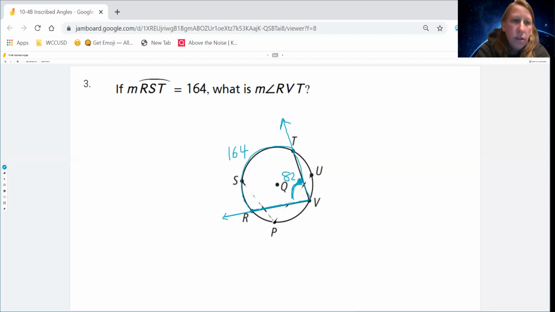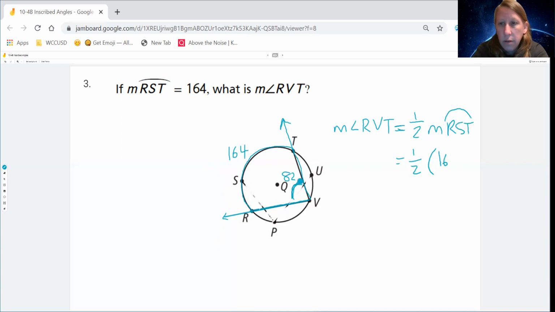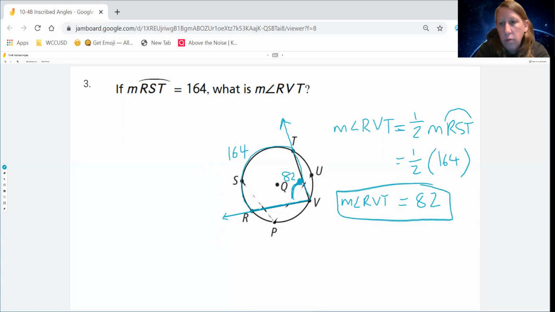If you want to show work, you could do it this way. For the final, I'm going to ask you to talk it out and explain how you know. But if you are able to quickly tell me the formula and what you're doing, that's also a good thing. So half of 164, and just to be on the safe side, I'm going to do that on a calculator. It's 82. Okay. Measure of angle RVT. This is a way you could show work. That one's not so bad.